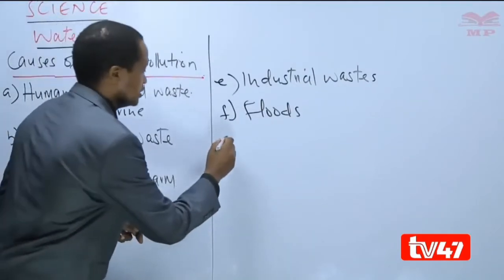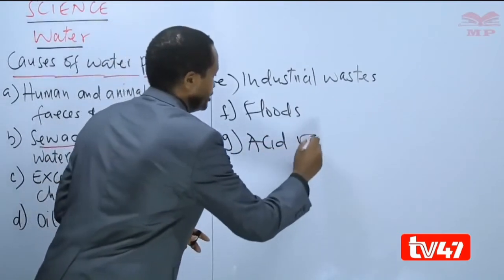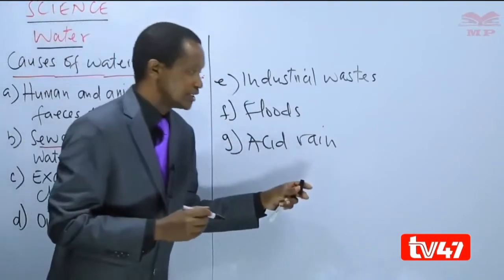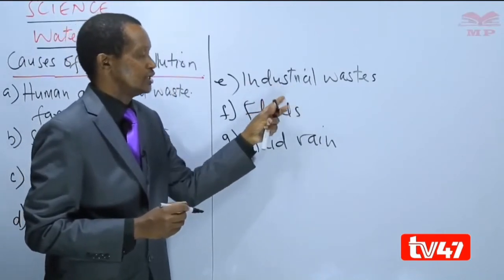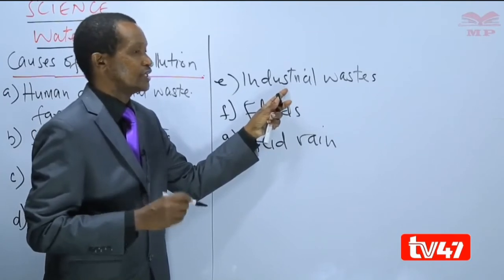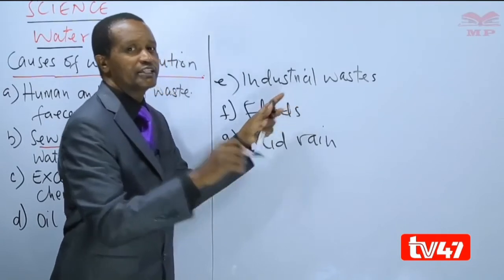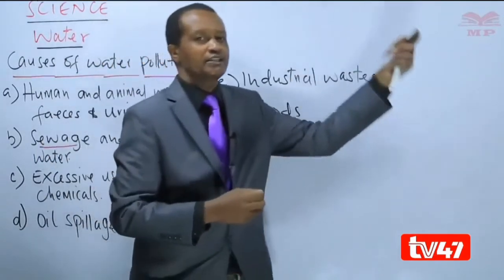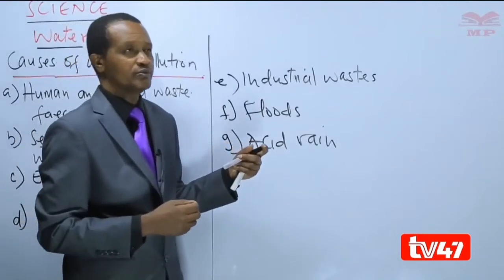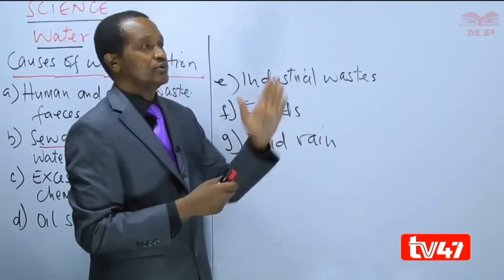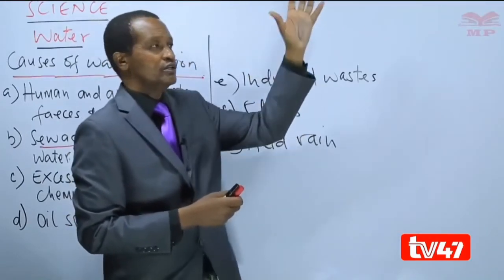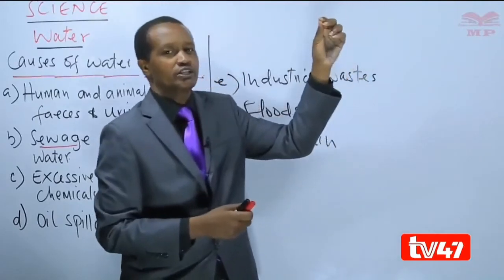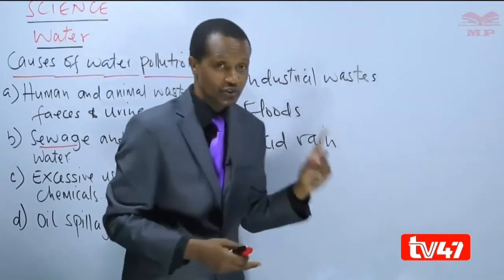Then we have another point, acid rain. Acid rain. Learners, just like some industries which release harmful objects into the water bodies, there are some industries that release large amounts of waste in the form of gases into the atmosphere. You must have seen some industries that produce smoke, which may contain carbon dioxide or sulfur dioxide. Those are some of the examples of gases that are released by some industries.